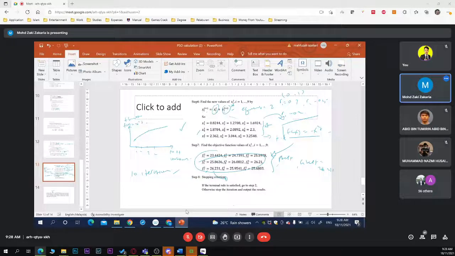Ada soalan? Tak ada. For particle swarm ada soalan ke? Tak. Kalau tak ada, continue untuk iteration 2, iteration 3, iteration 4 and so on. Then kalau tak ada, I stop kat sini today.